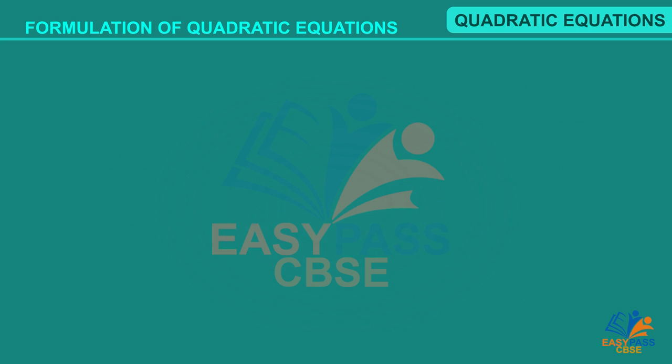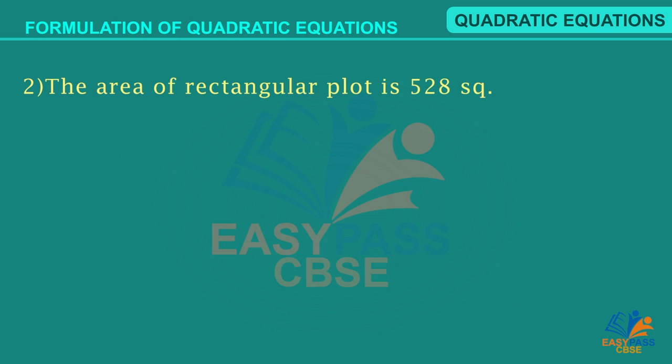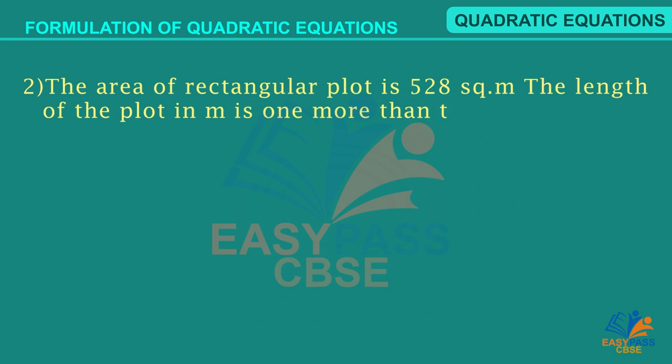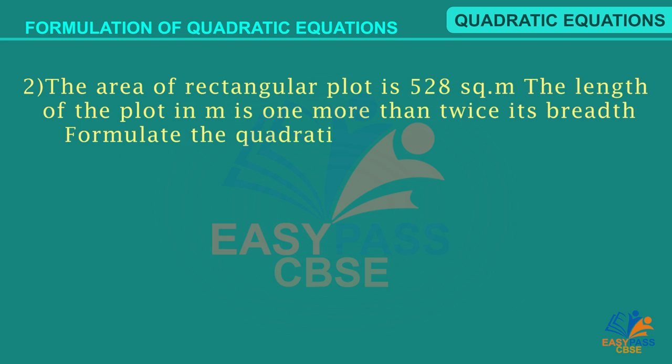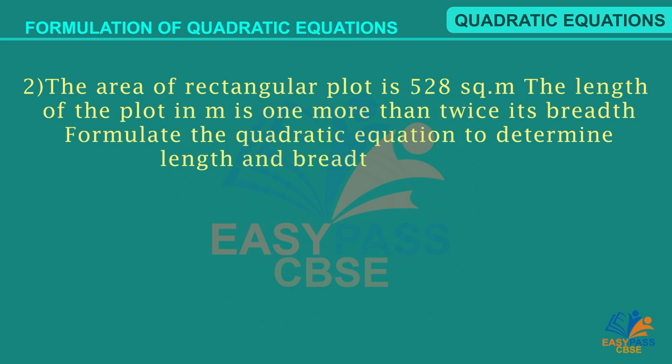Question number 2. The area of a rectangular plot is 528 square meters. The length of the plot in meters is 1 more than twice its breadth. Formulate the quadratic equation to determine the length and the breadth of the plot.